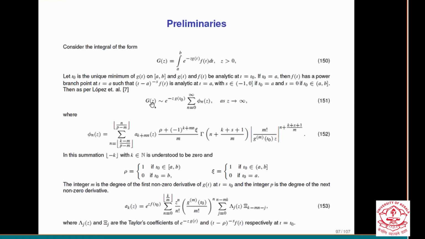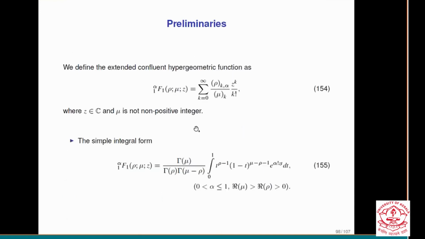Defined by this, 150, where this is 152, and this is the extended confluent hypergeometric function. As we earlier discussed, this is in the case of the Gauss extended hypergeometric function. So we put this in the form of 154, and we can also use this result in the form of some Gauss type hypergeometric function. We can extend this result.